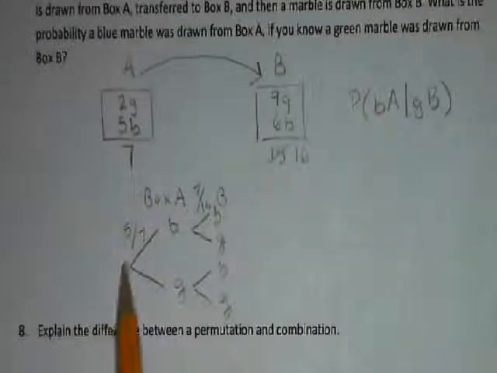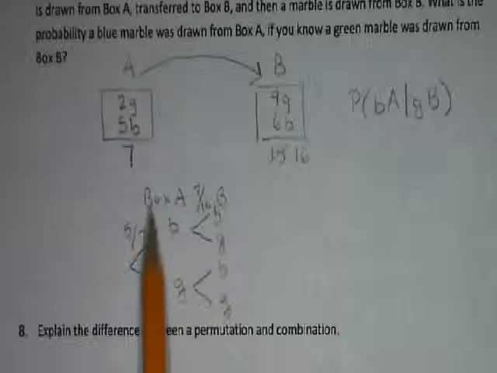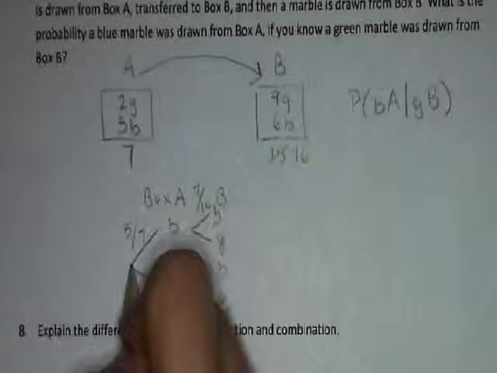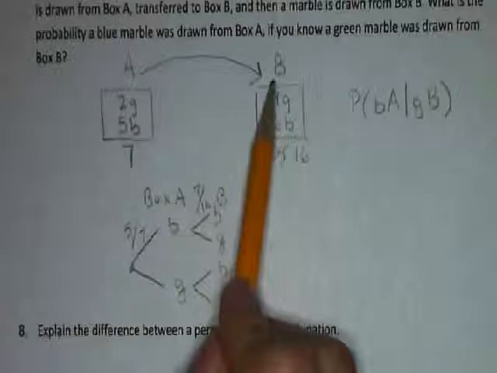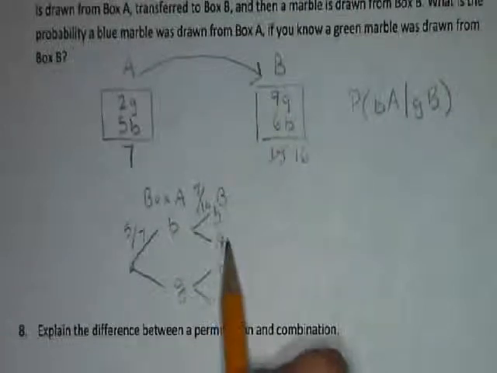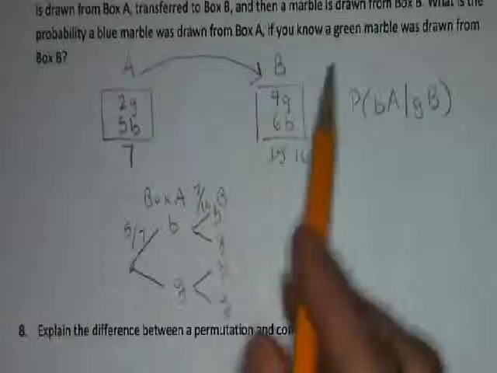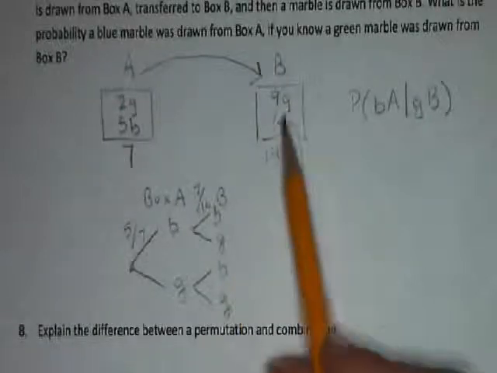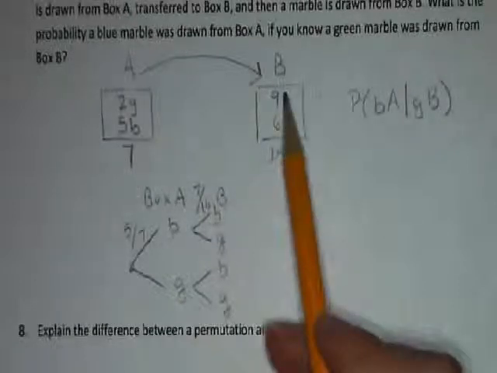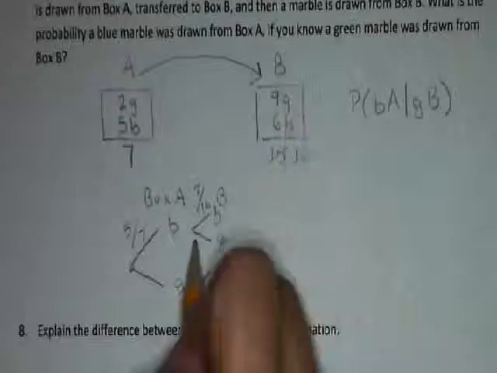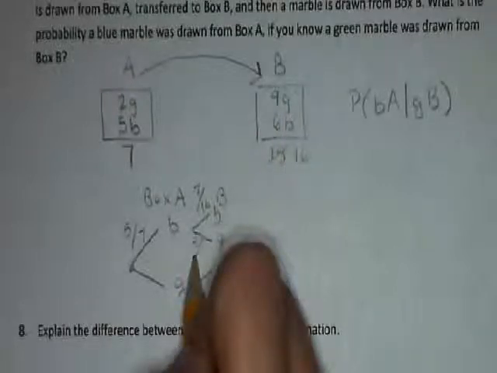Now I'm going to go back to my second possible outcome. Once again, I want to draw a blue marble from box A, which still has the probability of 5/7, because when I come back to this point, we're starting over again. But now I'm going to transfer that blue marble to box B still and find the probability of getting a green marble out of box B. Well, even though there are 7 blue marbles in box B for a total of 16, there are still just 9 green ones, so the probability of getting a green is 9/16.